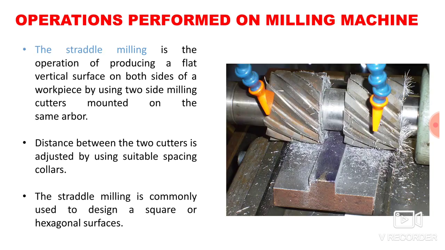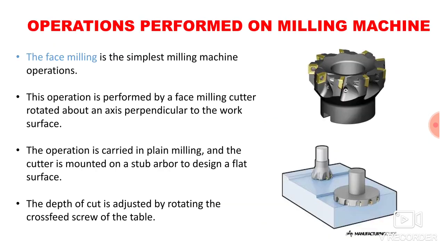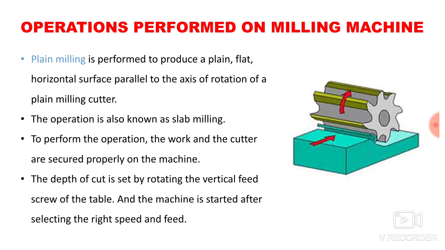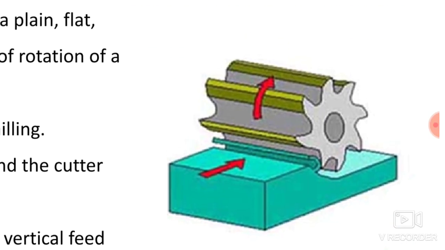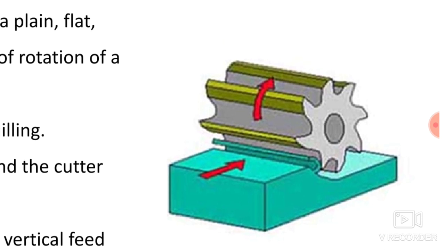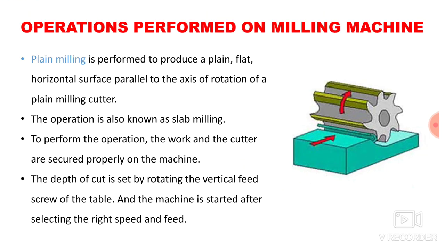Now we will discuss the operations one by one in detail. The very first operation is plane milling. Here you can see an image of the plane milling operation. This is a cutter, and below that cutter there is the workpiece, which is fed against the rotating cutter. Plane milling is performed to produce a plane, flat, horizontal surface parallel to the axis of rotation of the plane milling cutter.